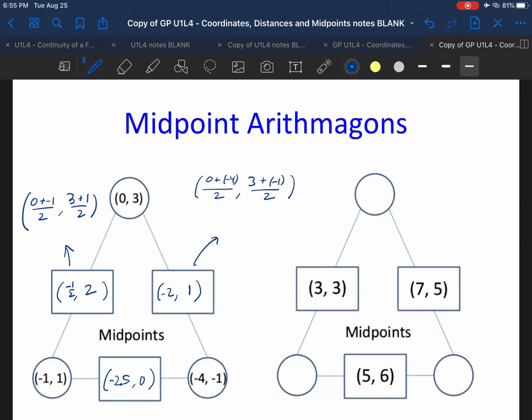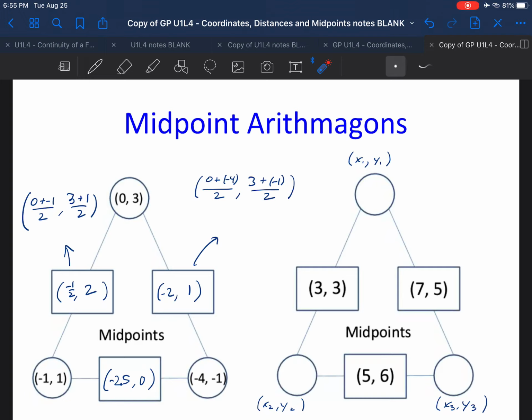Okay, so I'm going to label this, and this is going to get a little bit complicated, but that's okay. I'm going to call this point x1, y1. I'm going to call this point down here x2, y2. And I'm going to call this point here x3, y3. Okay, so what do we know about this 3?